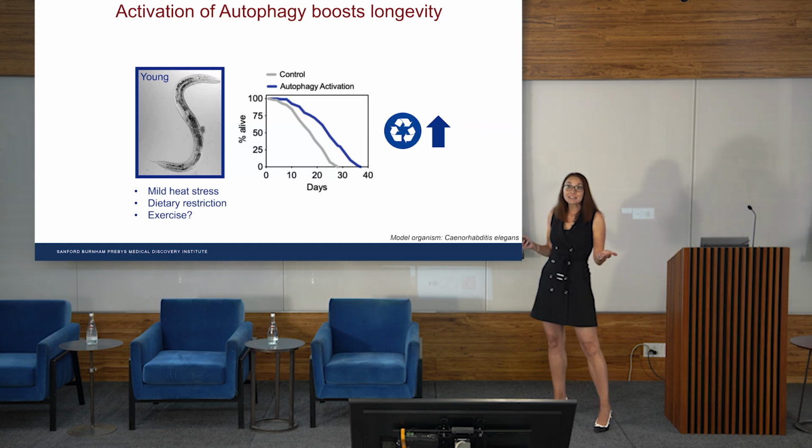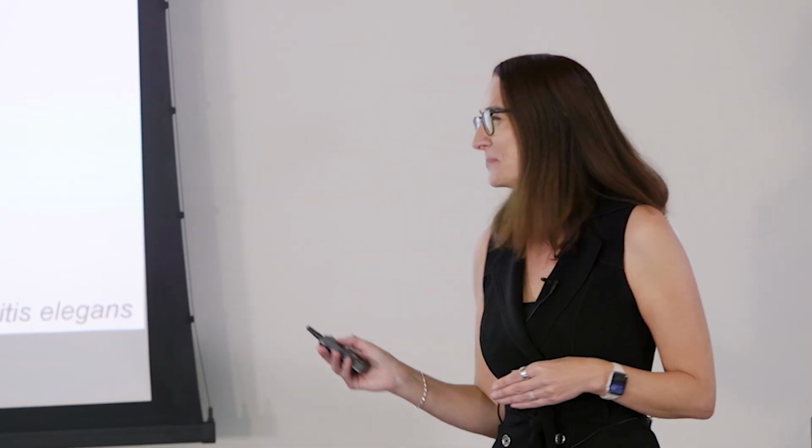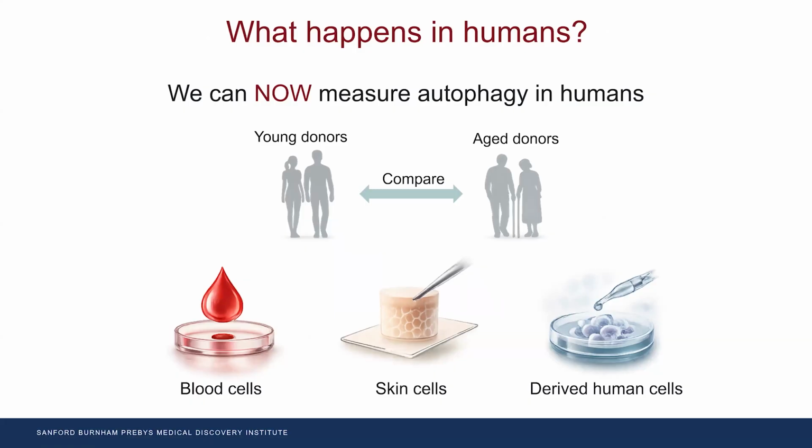So how do we activate this process of autophagy? We do this with mild heat stress. Think sauna. We do this also through dietary restriction. Think intermittent fasting. And we can also do this via exercise. And yes, we can exercise the worms. So how do we bridge this gap from worms to humans?